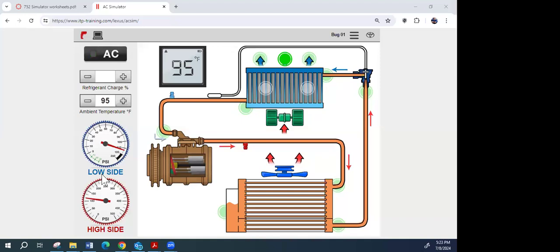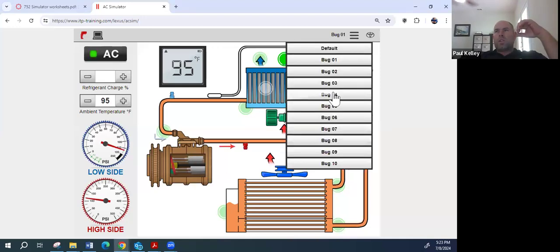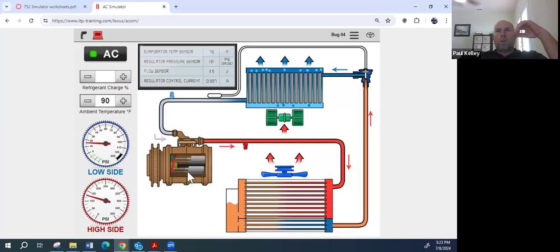Could you look at the compressor? Exactly. So we're looking at this compressor. The outside of this compressor is turning, but the inside isn't. And so it's a little bit hard to animate that. So just as an experiment, let's go to bug 4. This is a compressor that's working. Can you see that?